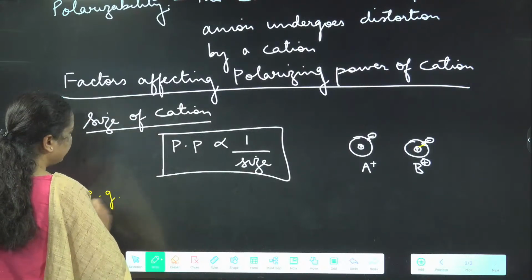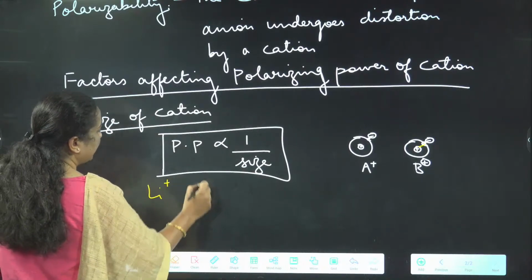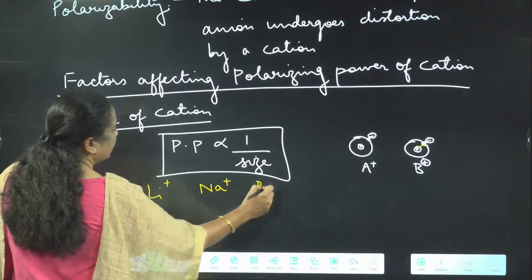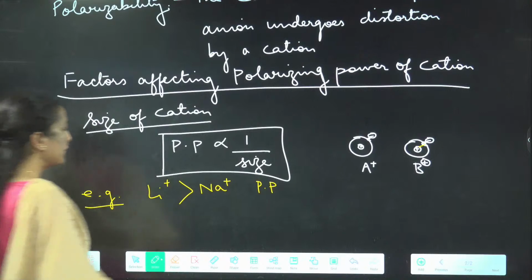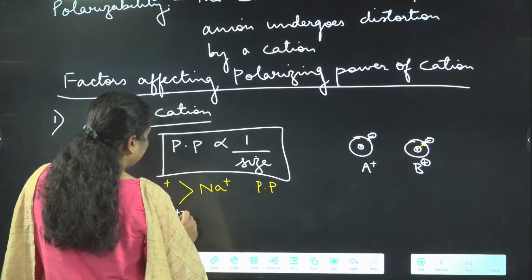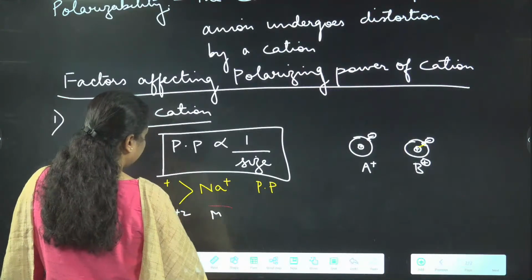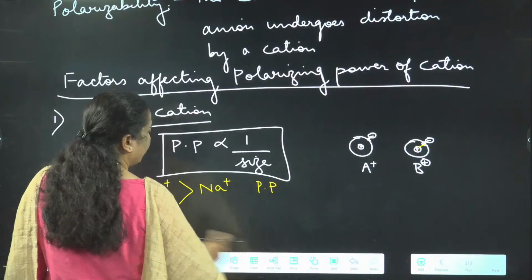So for example, if I ask you about Li plus and Na plus, polarizing power of whose is greater? Li plus, because of the size factor. Similarly, Be plus 2, Mg plus 2. Accordingly, we can go for, right?